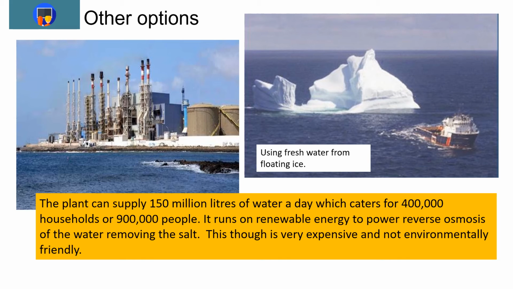On the right-hand side, we've got a picture of a tugboat. It's dragging some floating ice, probably from somewhere like the North Atlantic. So some countries are able to use this type of resource, and it's very beneficial for them to help reduce water stress in their country. Obviously that benefits some countries, and some countries wouldn't have access to floating ice. But they're two possible options.